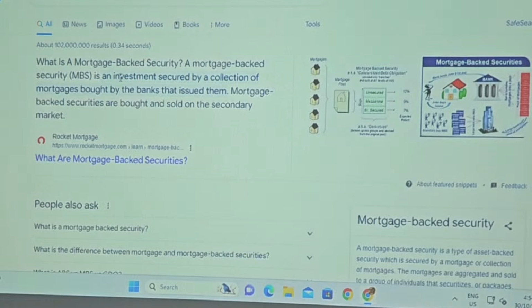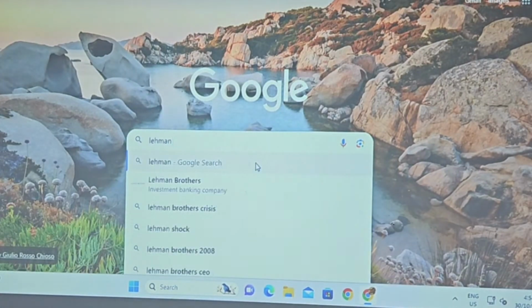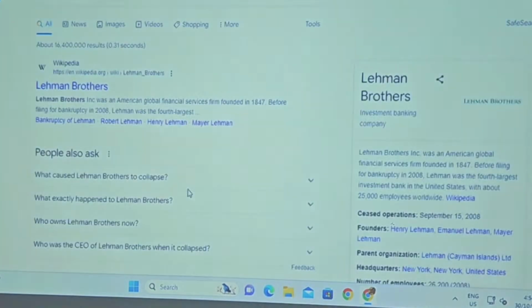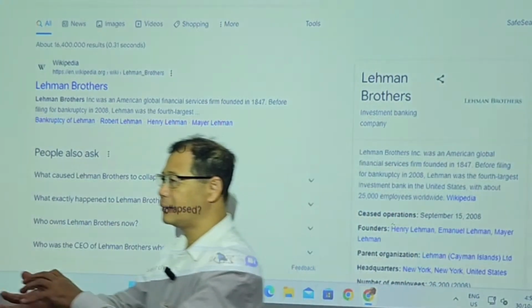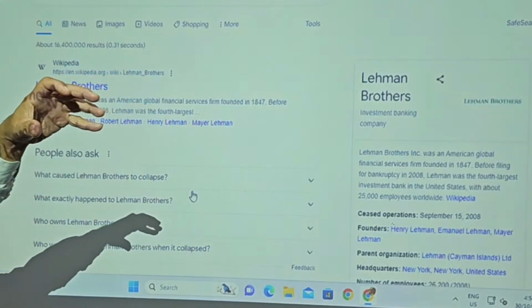This commercial bank, Lehman Brothers. The bankruptcy of Lehman Brothers was the pinnacle of the subprime crisis. Lehman Brothers were the ones who repackaged the mortgages into mortgage-backed securities and put them on the stock market, the New York stock market.